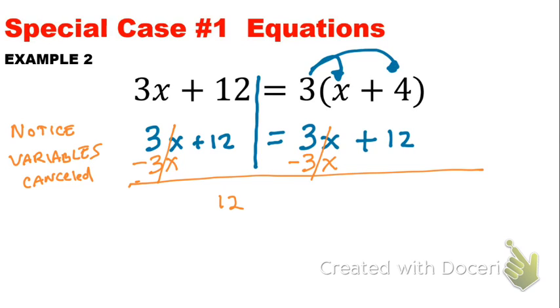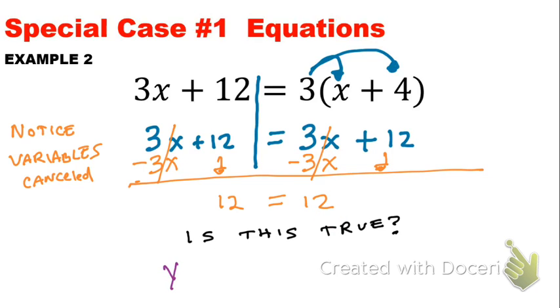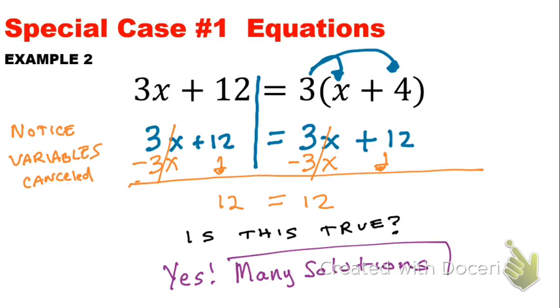So 12 equals 12. This is what we're left with. This 12 is from this side, and this 12 is from that side. So the question I need you to ask is, is this true? Is 12 equal to 12? And the answer is yes, it is. Since it's yes, we will say that it has many solutions, meaning that any number will work. Okay?